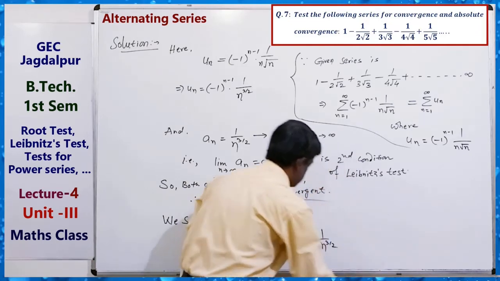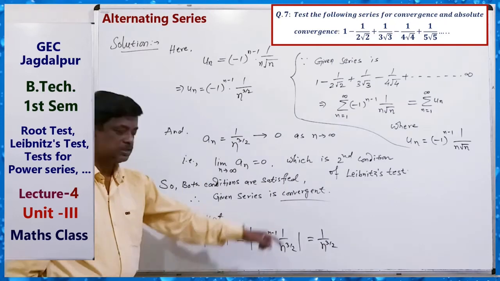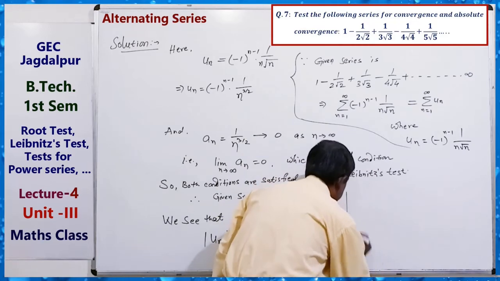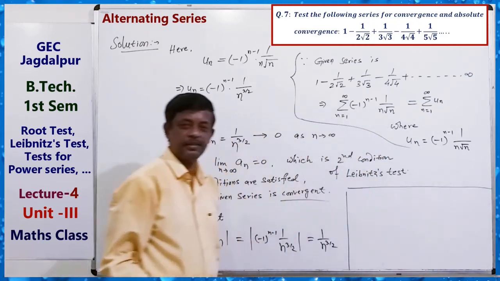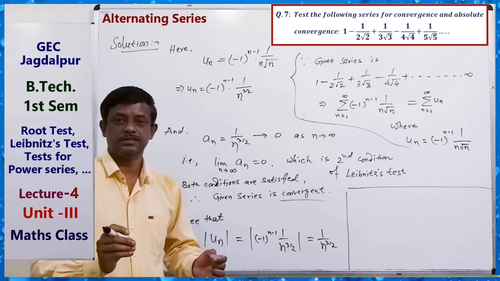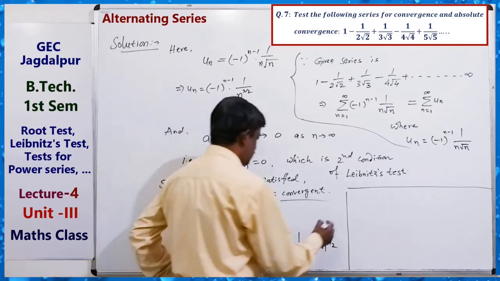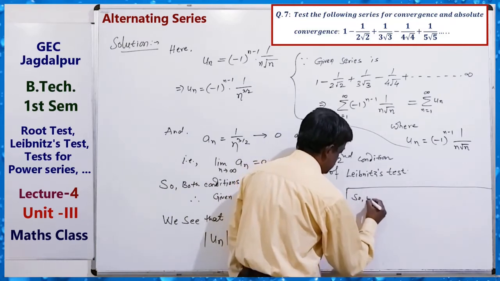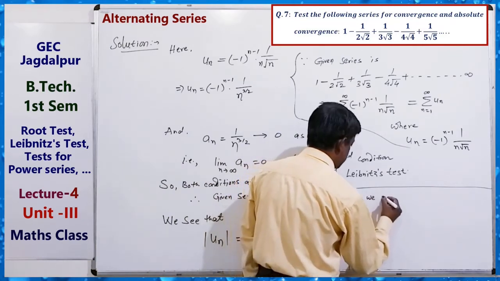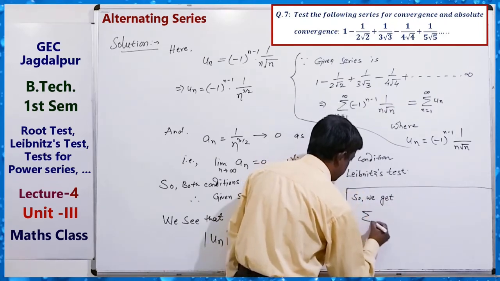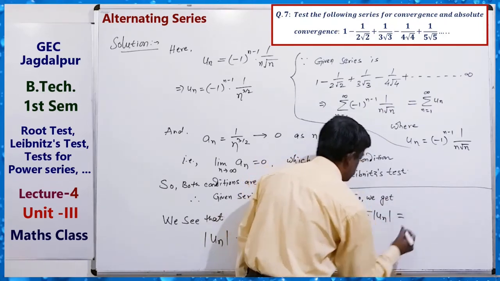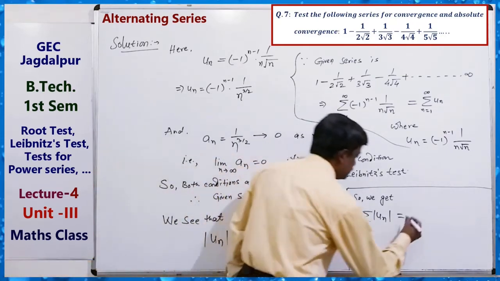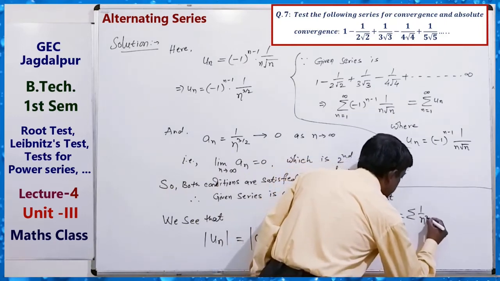And also mod un equals to this. So by P series test, because for absolutely convergent series, just we have to prove that. So we get the series of absolute values is equals to sum of 1 upon n to the power 3 by 2.